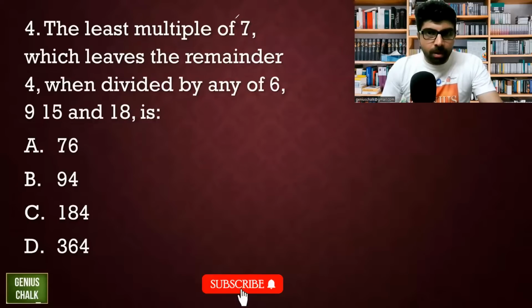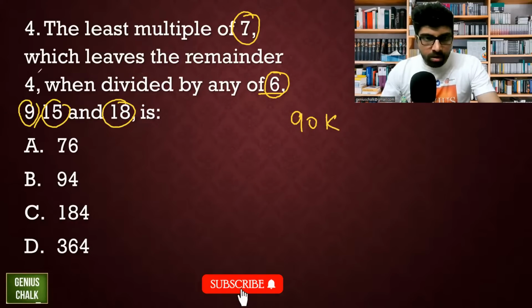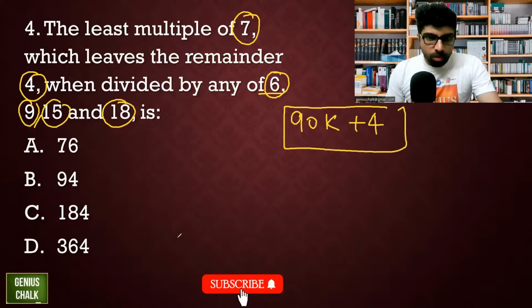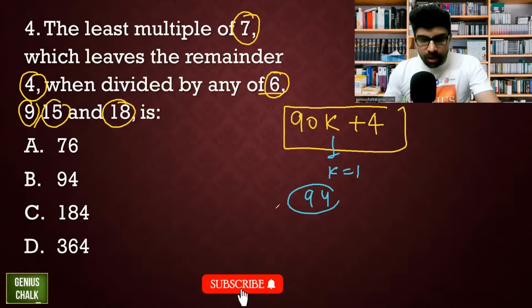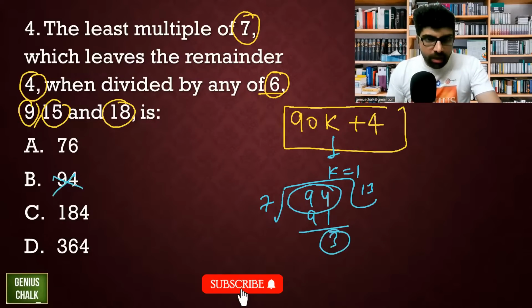Next question: the least multiple of 7 which leaves the remainder of 4 when divided by any of 6, 9, 15 and 18. So what is the least common multiple of all of these? That is 90, and the number is 90k plus 4. This number must be of this form, right? Before that, we can just check the options and solve our answer. If I put the value of k as least as 1, I'll have 94. Let's check whether if I divide 94 by 7, is it leaving a remainder of 4? It will not, because 13 7s are 91, so it will be leaving a remainder of 3. It is not my answer.